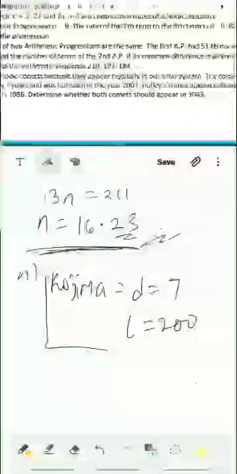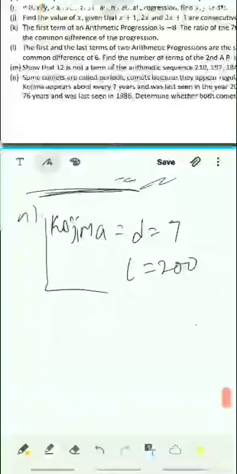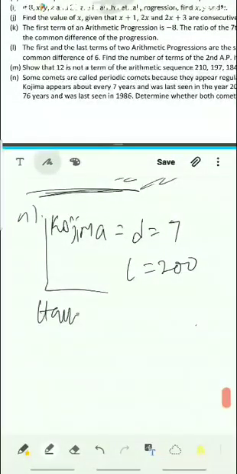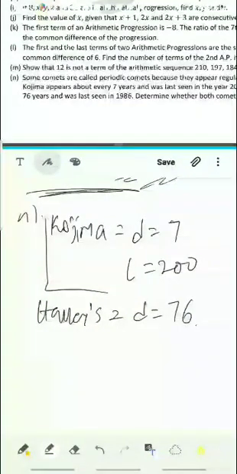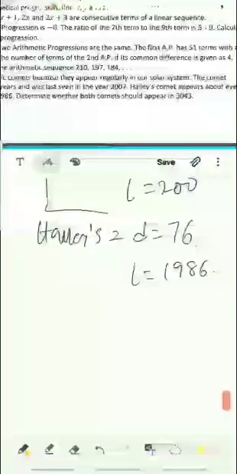Okay, let's move on. Halley's Comet appears about every 76 years. That's the difference, a 76 year interval. We can call that the common difference. That's why I'm using D to represent it. And it was last seen in 1986. Determine whether both comets should appear in 3043.